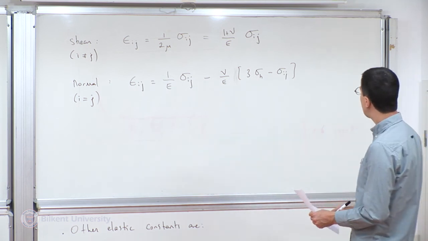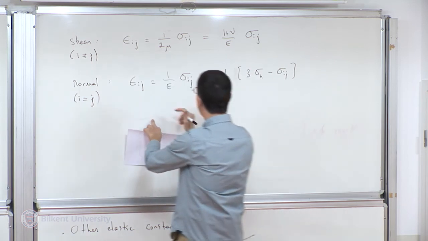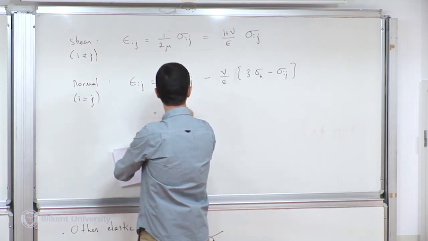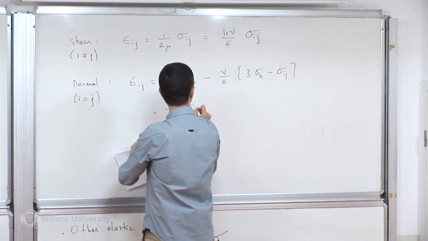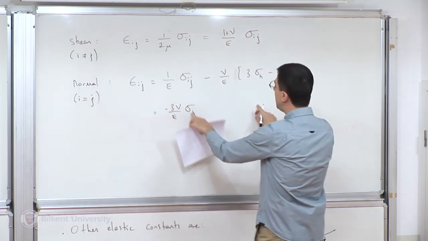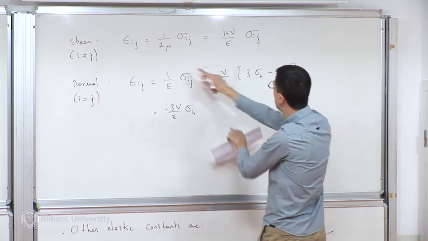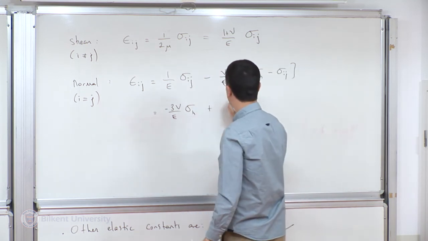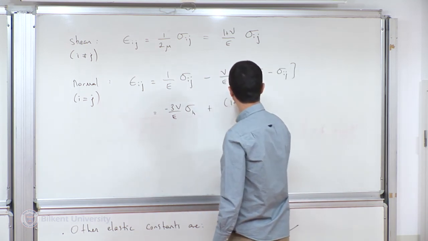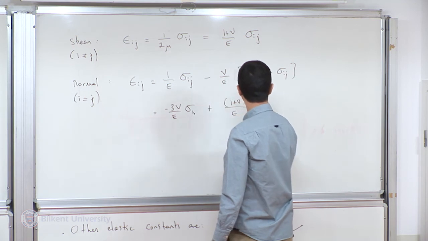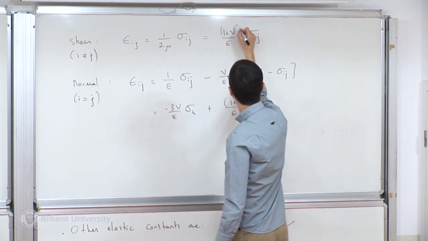So we are in good shape. So I'm going to take that right first. So minus 3 nu over E sigma h. And then 1 minus nu minus, so 1 plus nu, 1 plus nu over E sigma ij.